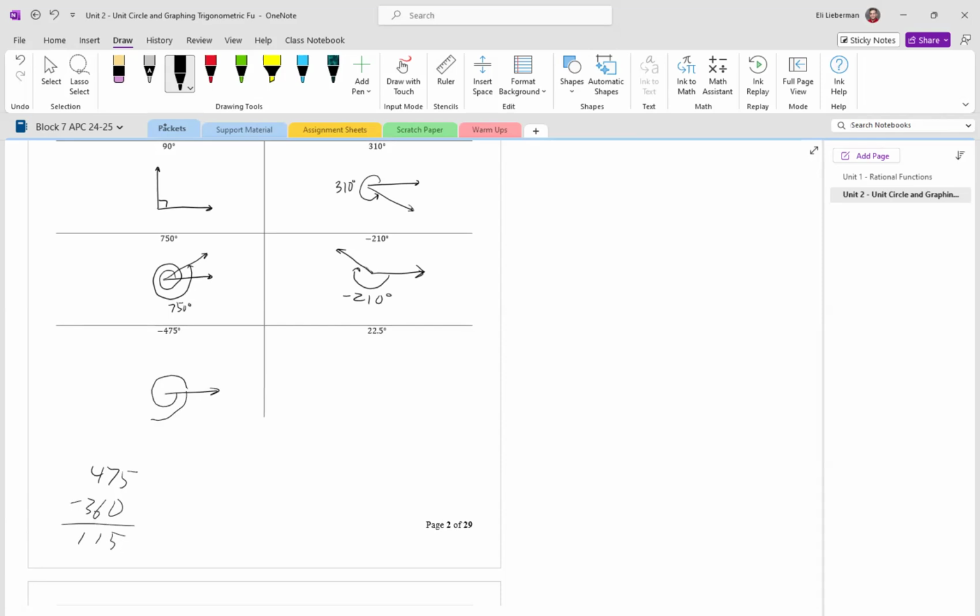Now, how far past 90? 90 plus 25 degrees, so I think that seems about right. So negative 475 degrees.